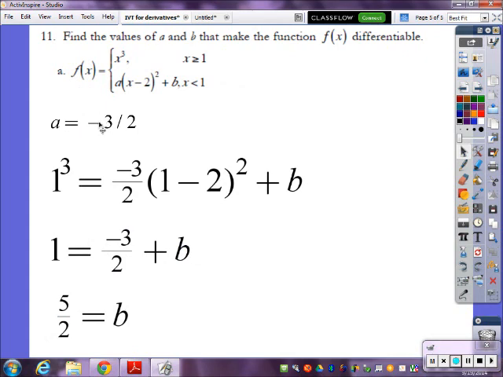So now I have my two solutions. A equals -3/2 and b equals 5/2.